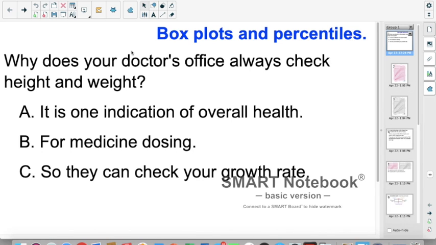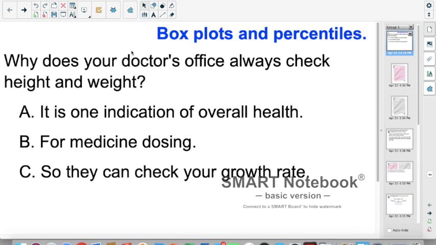Why does your doctor's office always check your height and your weight? Did you ever think about that? Every time you go to get a physical, the first thing they do, they take you in, they check your height and they check your weight. Why do they do that?